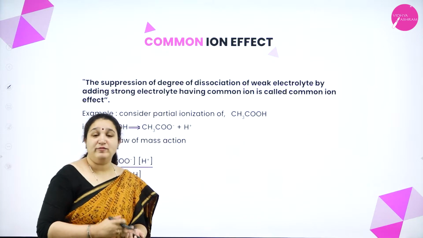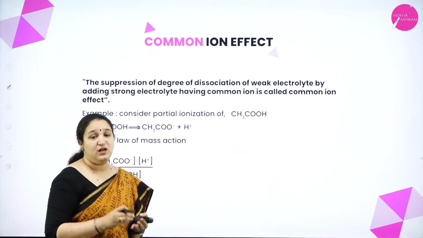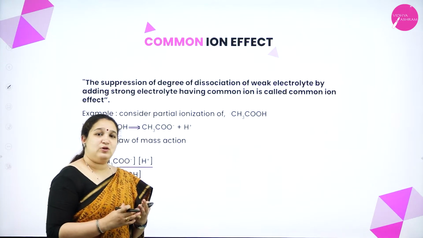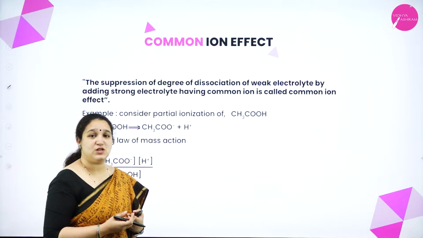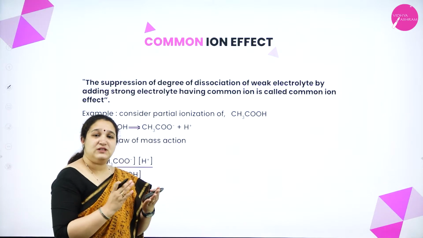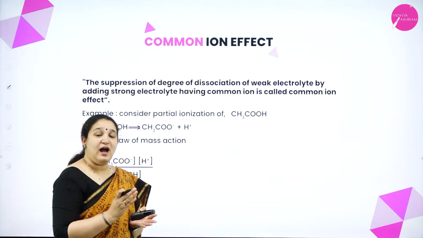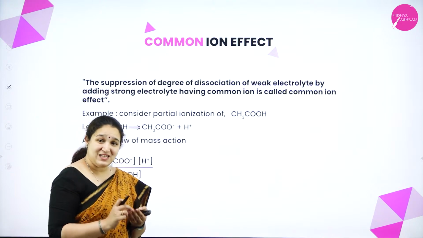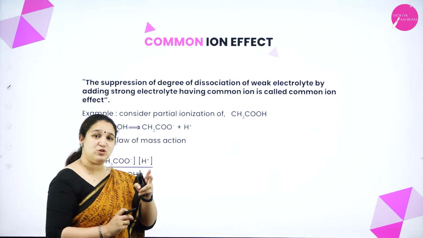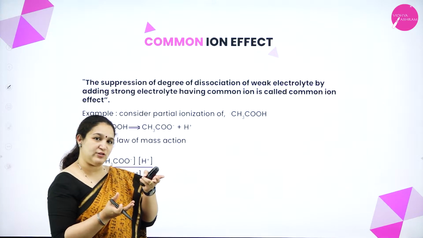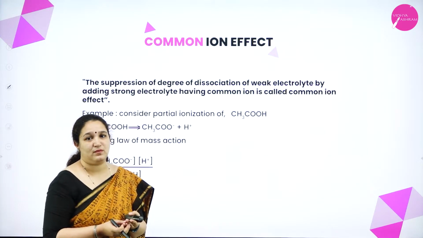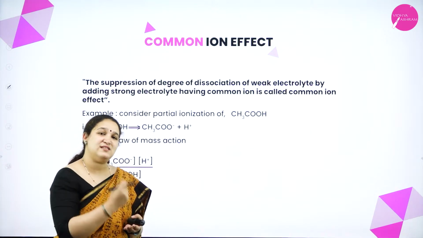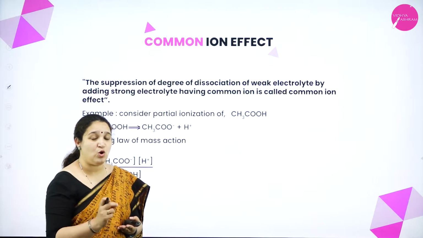Now what is the meaning of common ion effect? For example, we have a weak electrolyte. The weak electrolyte, we know that it undergoes partial dissociation. Now for this weak electrolyte solution, I am going to add a strong electrolyte such that the ions produced by the weak electrolyte and the strong electrolyte, one of them is common. Then what happens is the weak electrolyte dissociation gets suppressed. This is called the common ion effect.